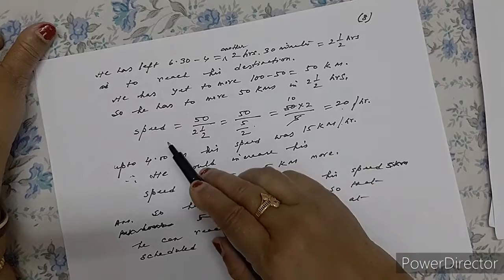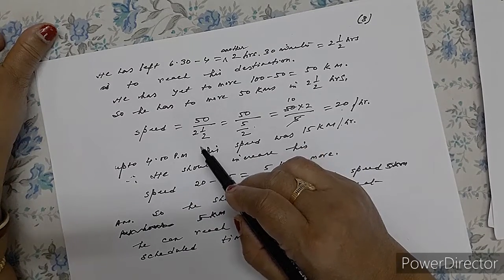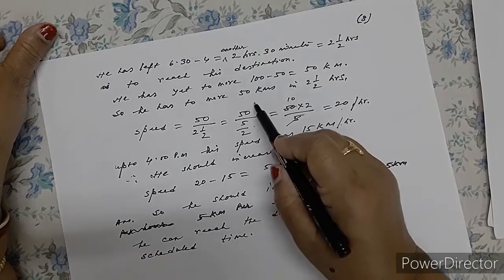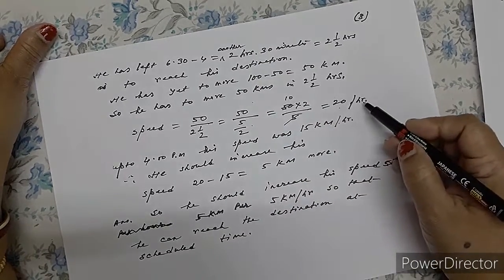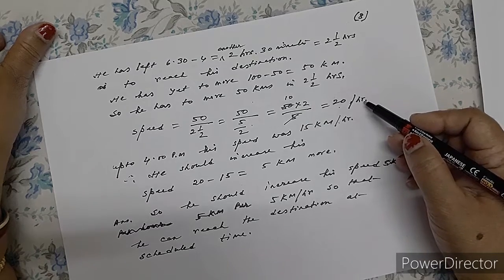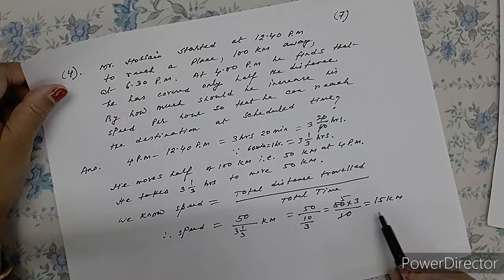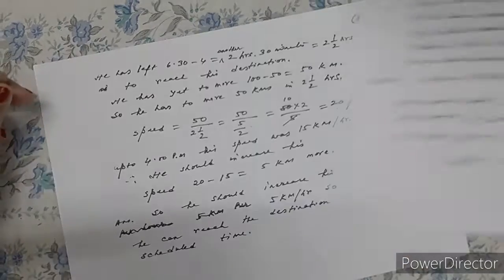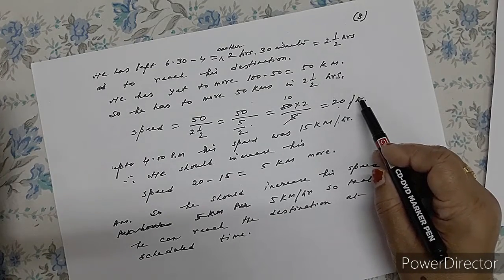So we have to find out the speed. Speed is equal to distance by time. Distance is 50 kilometers and time is 5/2. After calculating, we get 20. So up to 4 p.m. his speed was 15 kilometers per hour. Now we see his speed has to be 20 kilometers per hour.